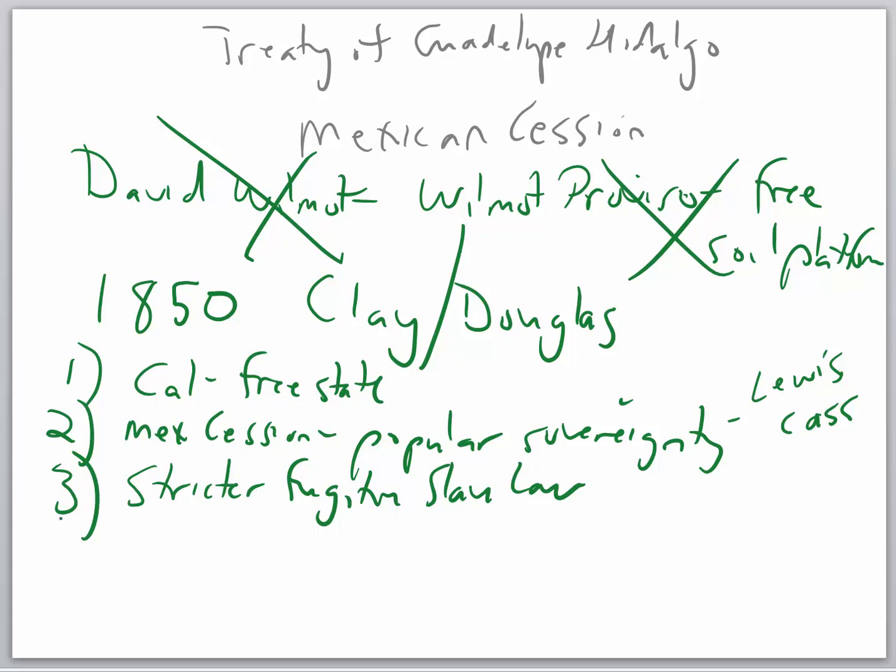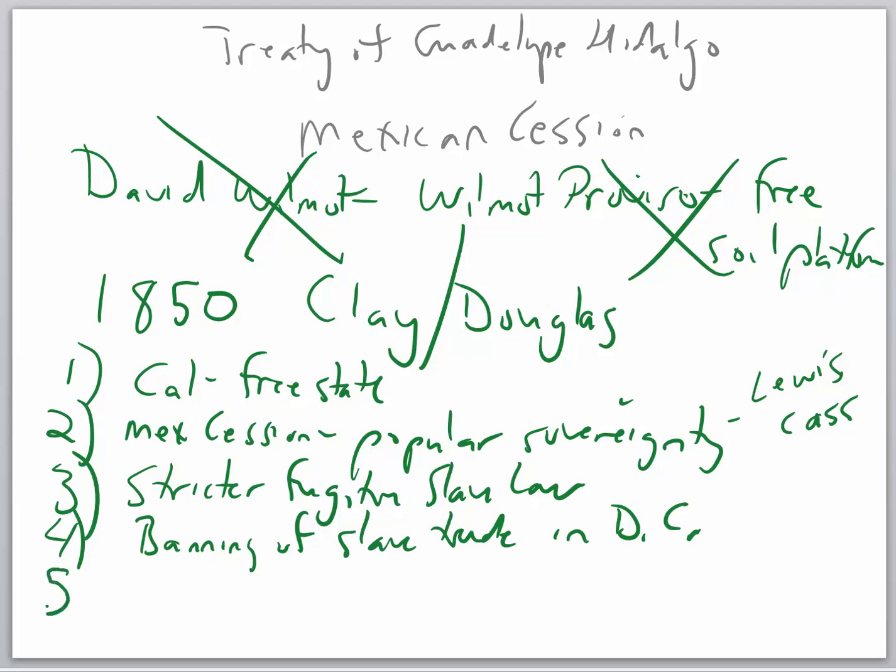And the fourth part of the compromise would be the banning of the slave trade in D.C. Not slavery, just the importation, or the sale, I should say, the sale of slaves at auction sites. And then the fifth part is $10 million to Texas for a strip of land.